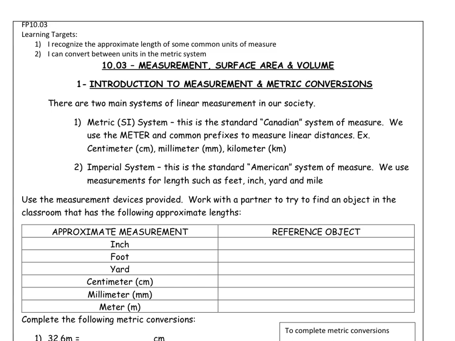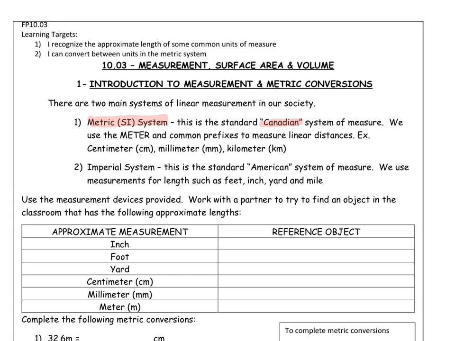So what we need to know, and hopefully you are familiar with, is that there are two main systems of linear measurement that we use in society. The first is the metric, or the SI system. This is kind of the Canadian system, okay? We use it here in Canada. And we use prefixes, and it's based on 10. So if our unit of length is the meter, we would have kilometers, centimeters, millimeters. So you hear those prefixes, and that tells us kind of how big or how small something is.